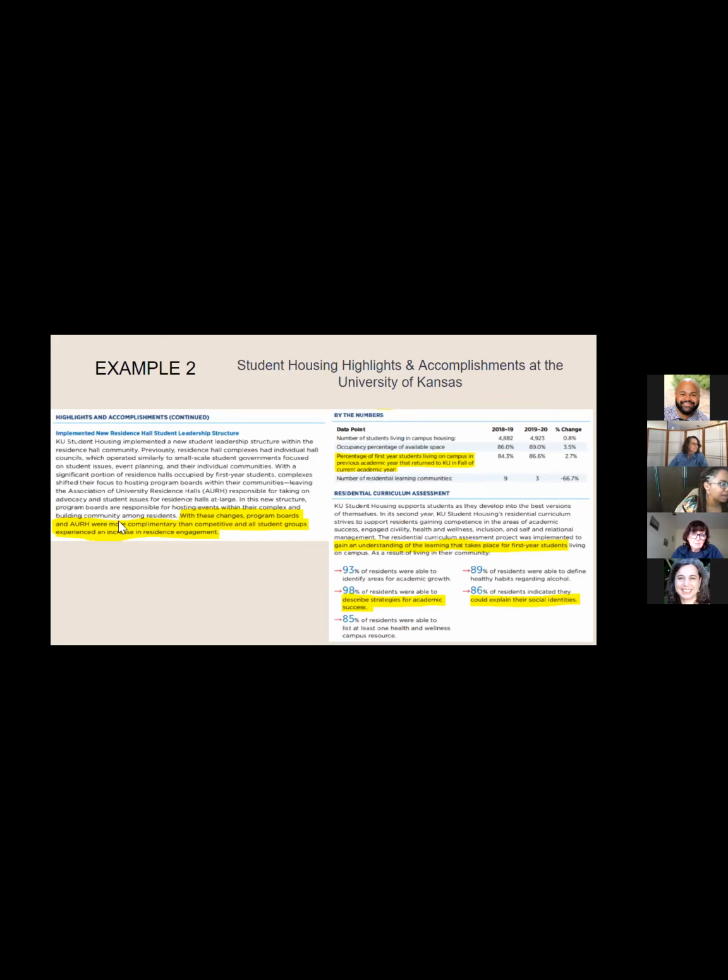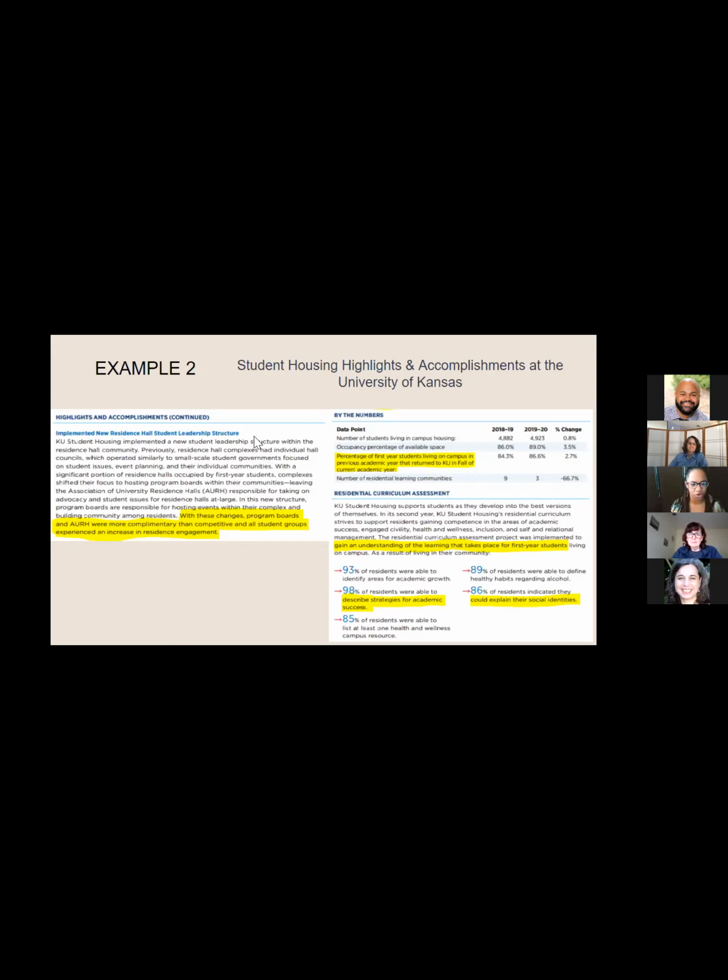So I just highlighted this last sentence that said, with these changes, program boards and AURH were more complementary than competitive, and all student groups experienced an increase in resident engagement. But I had questions, right? They didn't provide any other information other than their observation.